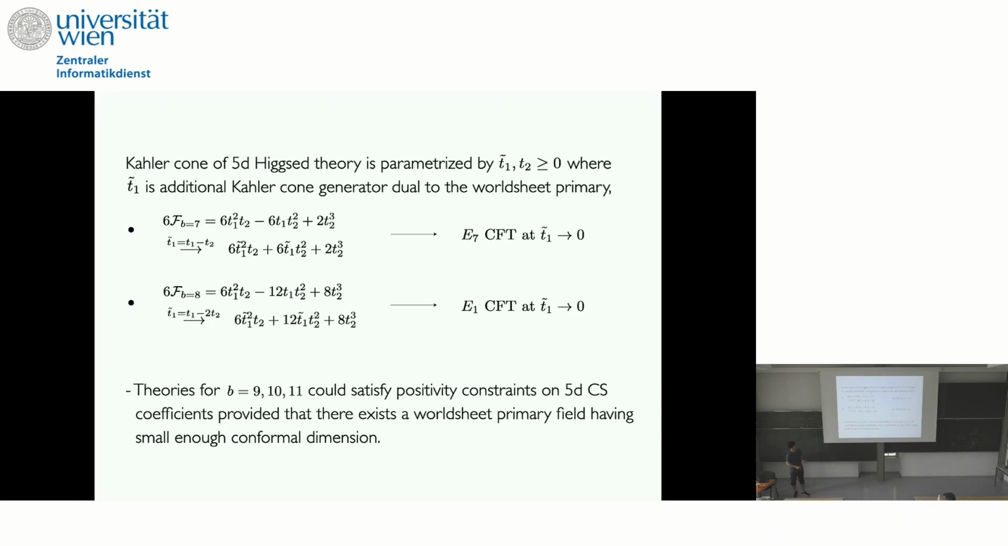And the question was actually whether the theories for B equals 9, 10, 11, which don't have an F-theory realization unless you admit symmetry enhancement, can satisfy all the constraints which I presented. And actually, my original plan was to kill these theories by using this constraint, but I failed. So I can say that if there exists some worldsheet primary field having small conformal dimensions, these theories could have a consistent prepotential. That is at most what I can say at this moment.